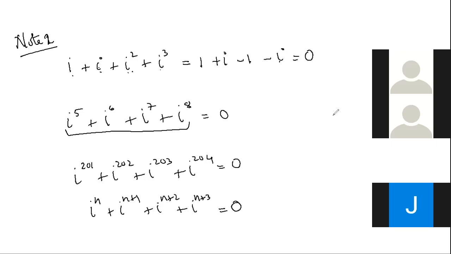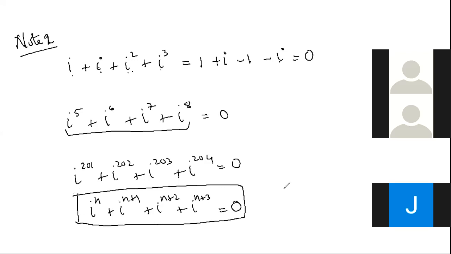Done. Tell me. Any doubt? No, sir. Done, sir. So this is your major root. इसको box में डाल देने का. Any continuous 4 i's powers will give you 0 as the answer.